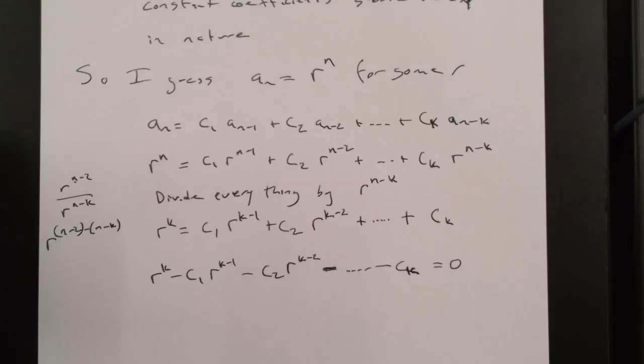I know how to solve polynomials. I took algebra. I can factor. I can put them in graphing calculators. I can put them on computers. I can solve polynomials. This, as a matter of fact, is called the characteristic polynomial. It's characteristic for my recurrence.